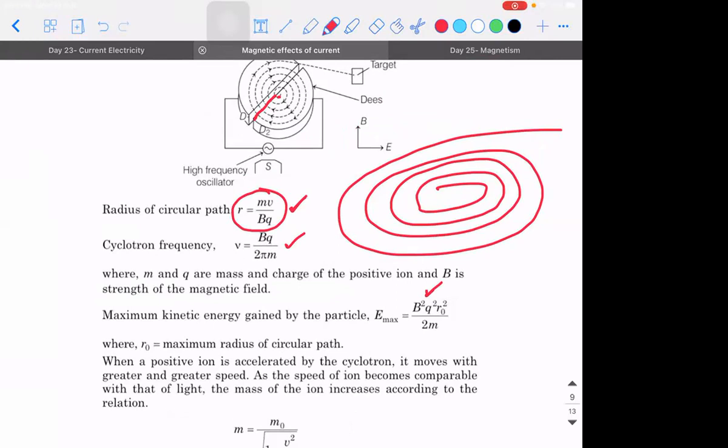There's a very simple expression to derive because we know that MV is equal to BQR. MV is linear momentum. So when you talk about kinetic energy, it is P square divided by 2M. So P square, the square of this, B square Q square R square divided by 2M. So that is why this expression has come: B square Q square R naught square divided by 2M.